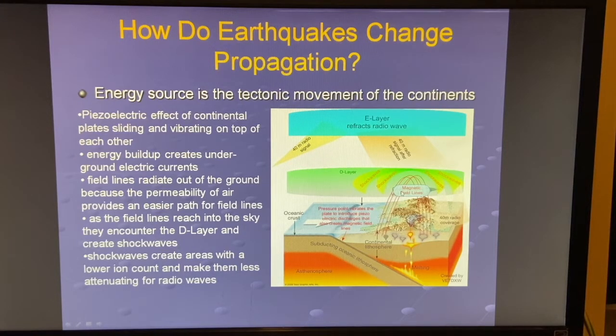They come out of the ground, and as they shoot up, they start to affect the ionosphere. And as they affect the ionosphere, it creates shock waves. So when you have a 40-meter radio signal that bounces off the E layer and then comes back down through the D layer, you have these shock waves that create areas of thinner attenuation, and that allows the shortwave radio to come through. So this would also explain why you have short windows of 40-meter openings, because these shock waves are quite short and they're quite small.